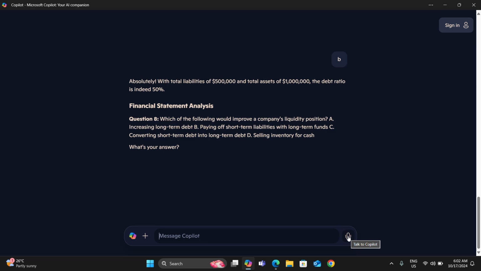Yeah, it's also viable, and selling inventory for cash. Since inventory is a current asset and cash is a current asset, it will not affect the current ratio. For example, it might affect the quick ratio. It will improve, but I guess the most probable answer for this one is letter C. So you have to select the best answer.